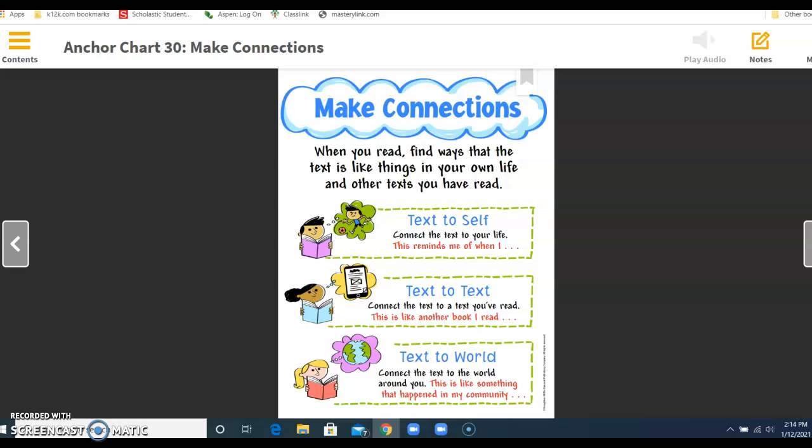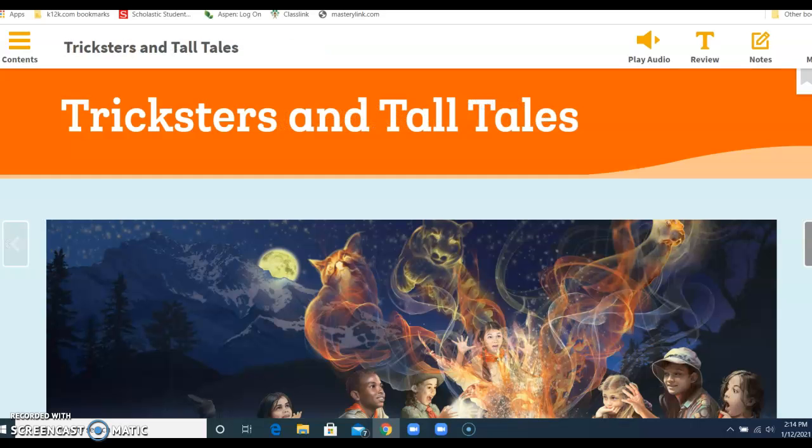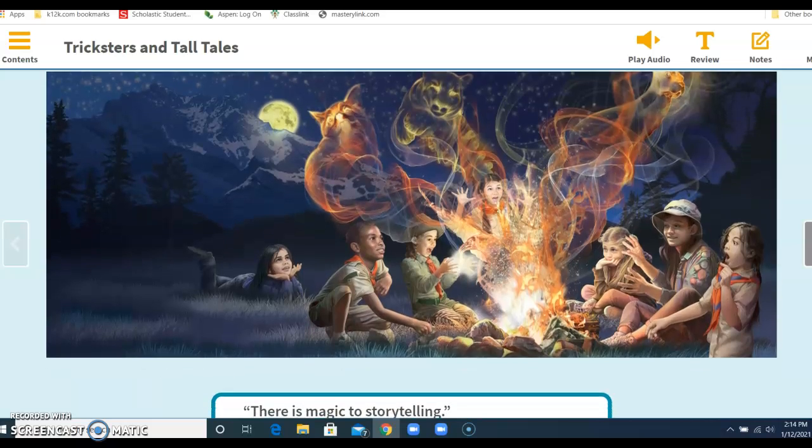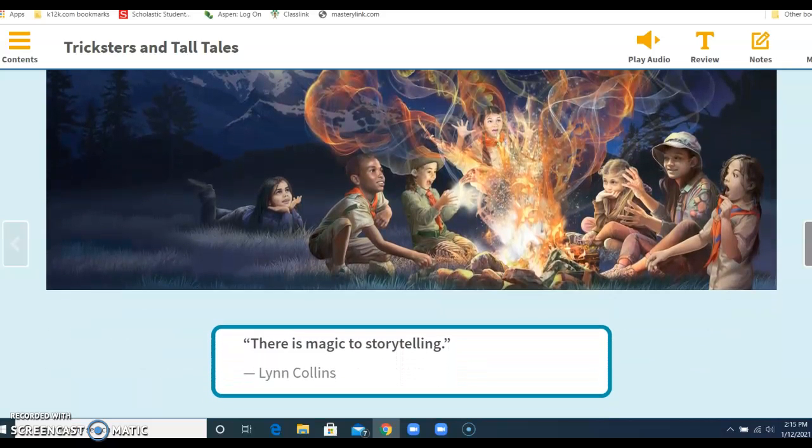Now I want you to turn in your books back to page 74 and 75. That's in your My Book, and that was the beginning page, and I'm going to click over there for you. On the first page, it was called The Tricksters and Tall Tales. And what I want you to look at is the picture, the visual, and then look at the quote. There is magic to storytelling. I want you to right now discuss what exactly does that mean, that there's magic to storytelling. What is the author of this module meaning when they say there's magic to storytelling? Why do you think they chose that person's quote to put there?